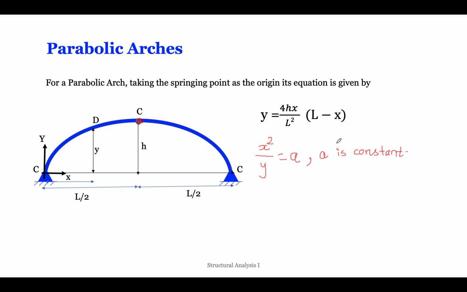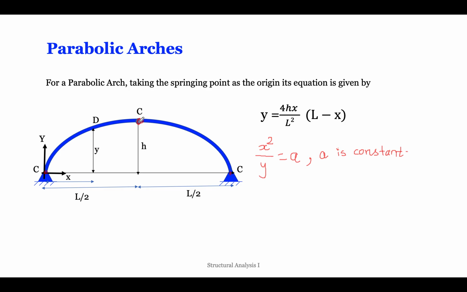And the springing points may be at the same level or at different levels. For the case of different levels, we will consider it separately in a separate class. But when the springing points are at the same level, as in this particular case, how do we go for the x and y distance?